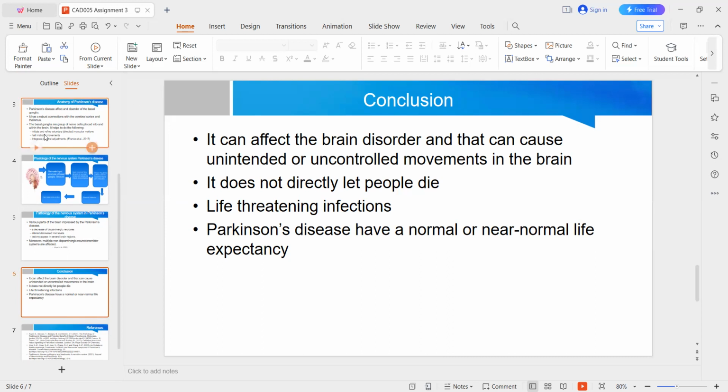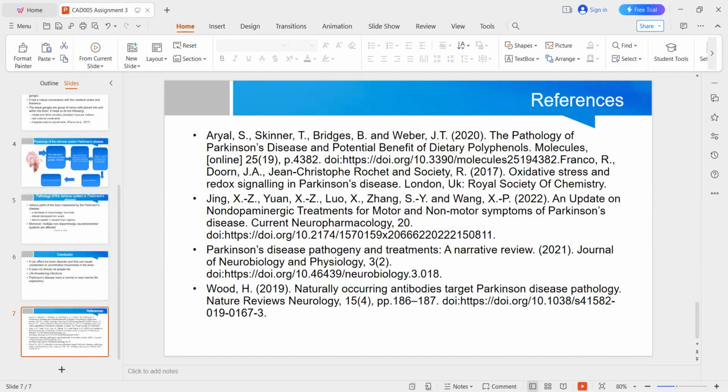Okay, on the last slide, you can see the references I have used to complete this assessment presentation. I have used 4 different research articles researched by different authors.